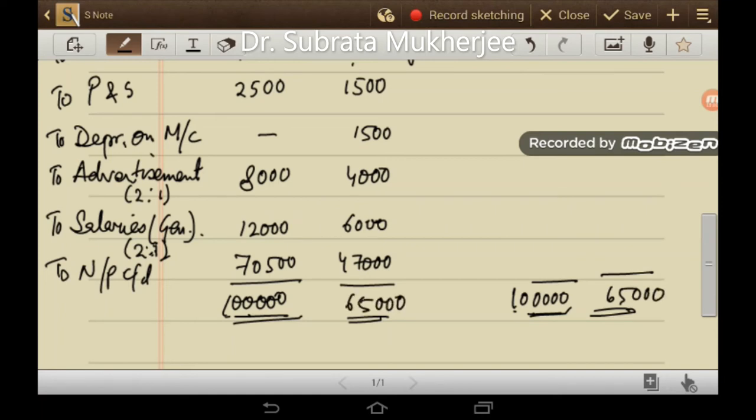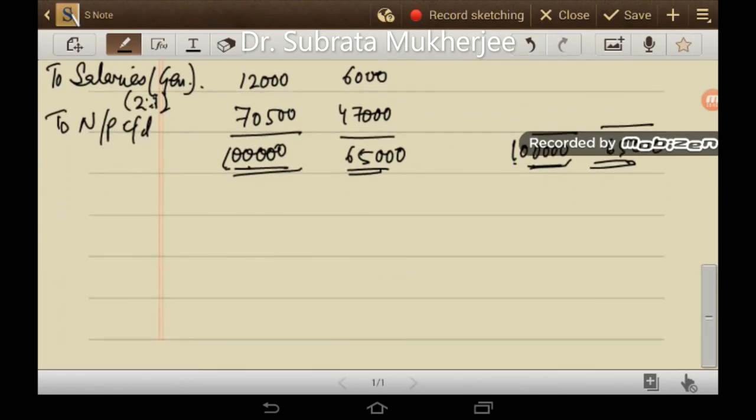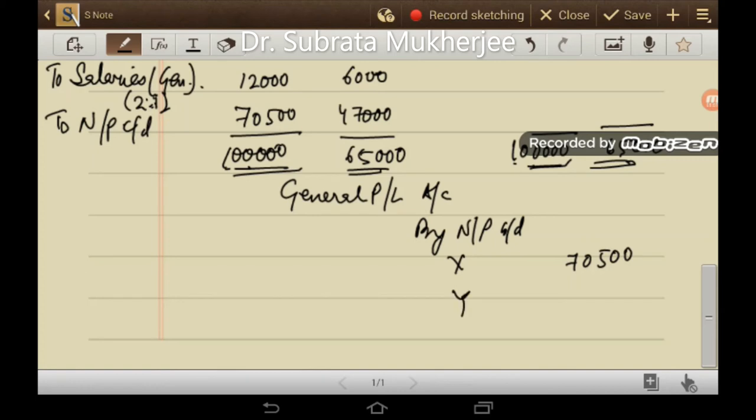Now you have to prepare the general trading and general PL account. So in the general PL account, by net profit b/d for department X this is 70,500 and for Y this is 47,000. And there will be a stock reserve, because there is a transfer from department X to department Y. So there is a stock reserve, and at 33 1/3%, we have to calculate the GP rate.